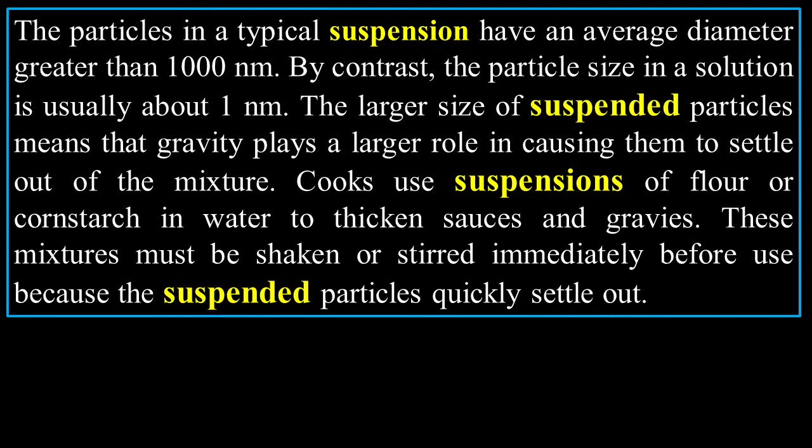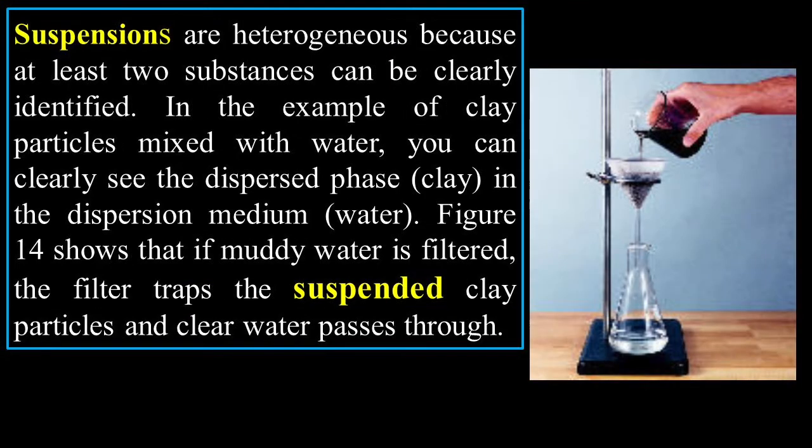Cooks use suspensions of flour or cornstarch in water to thicken sauces and gravies. These mixtures must be shaken or stirred immediately before use because the suspended particles quickly settle out. Suspensions are heterogeneous because at least two substances can clearly be identified.